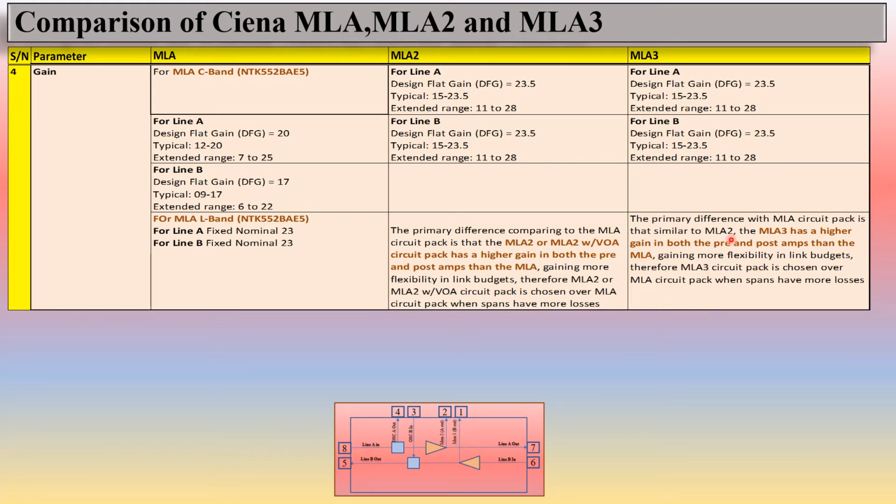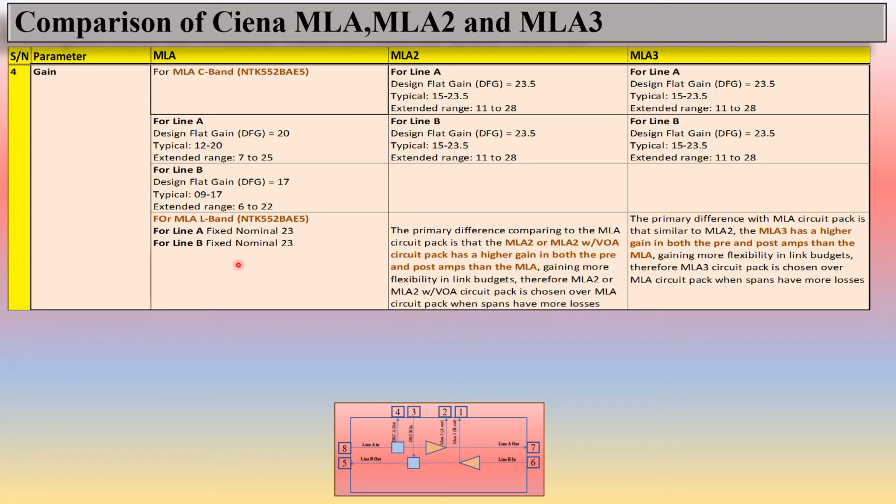In the same way, the primary difference between MLA3 and the MLA circuit pack is that, similar to MLA2, MLA3 has a higher gain in both the pre and post amplifiers than the MLA. You can see here the gain for line A and line B both is higher for this MLA. So the MLA3 is also chosen over the MLA circuit pack when the spans have more losses.